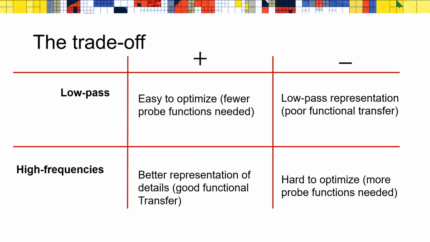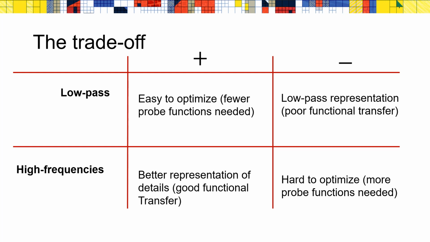But from the negative side, this low-pass representation loses a lot of details and provides a poor functional transfer or a not precise point-to-point map. With high frequencies, we have the positive aspect that the functions are better represented and we recover a lot of details, so we can have a good functional transfer between shapes.